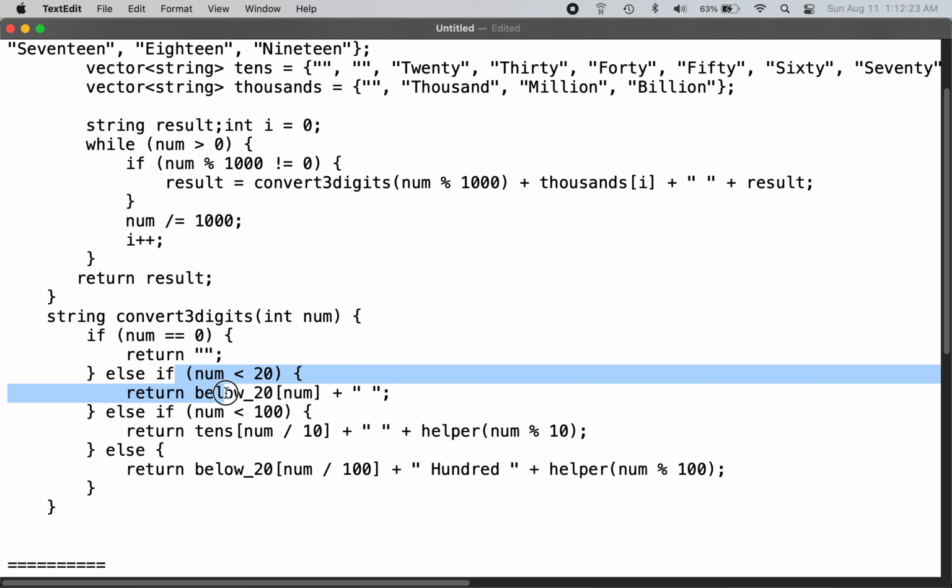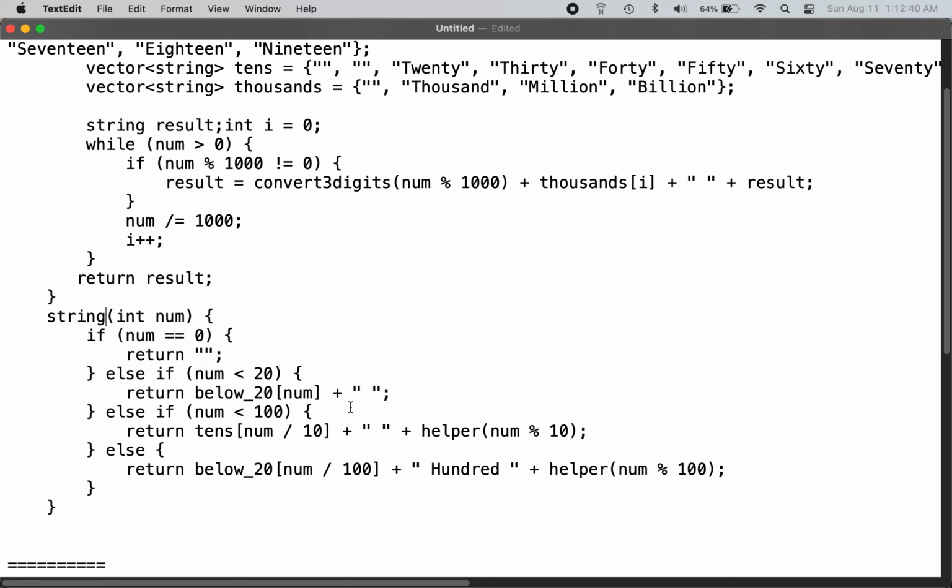If the number is below 20, you return the unique building block from the below 20 vector. If it is less than 100, it's a special case again, and you give tens. It is not a helper function, it is a convert 3 digits function. That is a better name, and I had to replace this one here as well, so better naming rather than just a helper function.